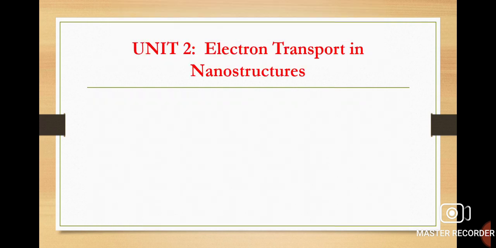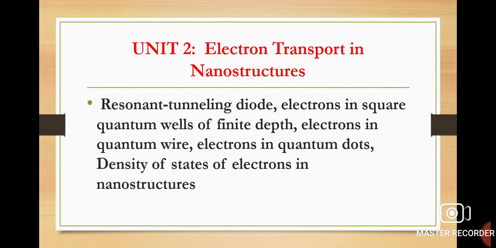Now let us move towards unit 2. Unit 2 is electron transport in nanostructure. In this chapter we are going to study transportation of electrons in a nanostructure. How does it happen? To study this, we are going to study different points that are summarized over here: resonant tunneling diode, electrons in square quantum wells of finite depth, electrons in quantum wire, electrons in quantum dots, density of states of electrons in nanostructures.